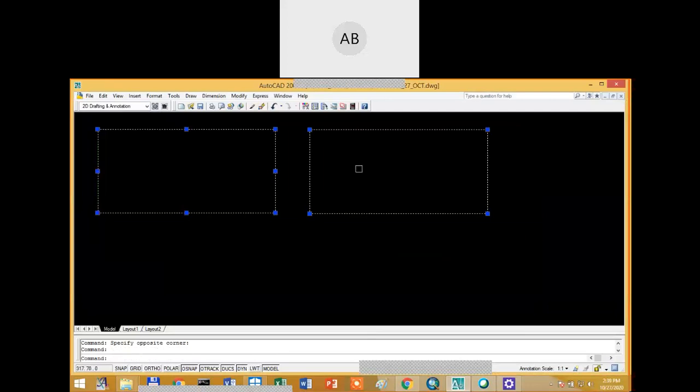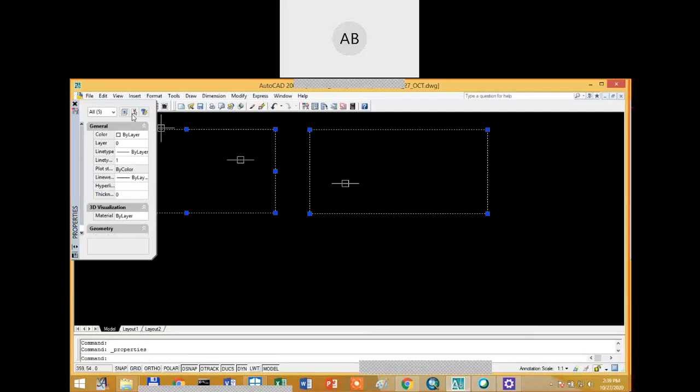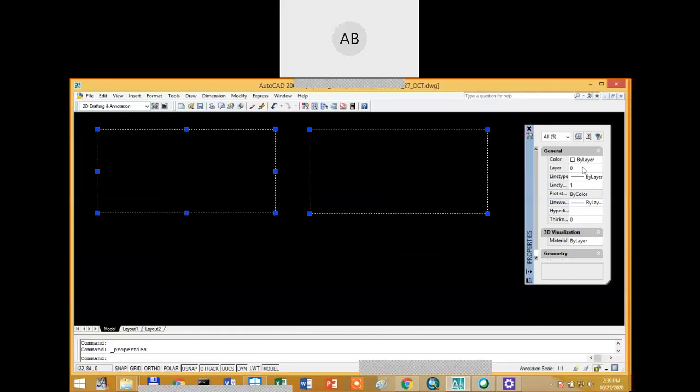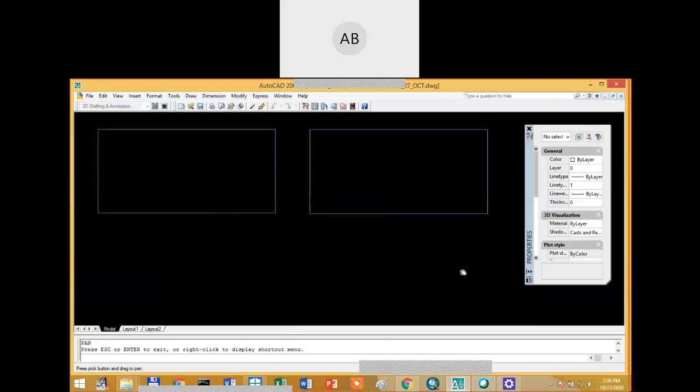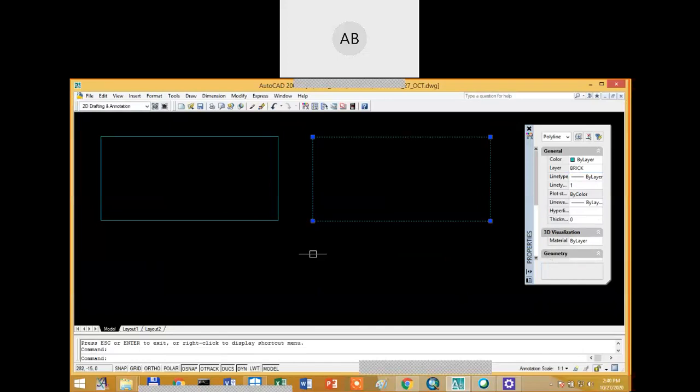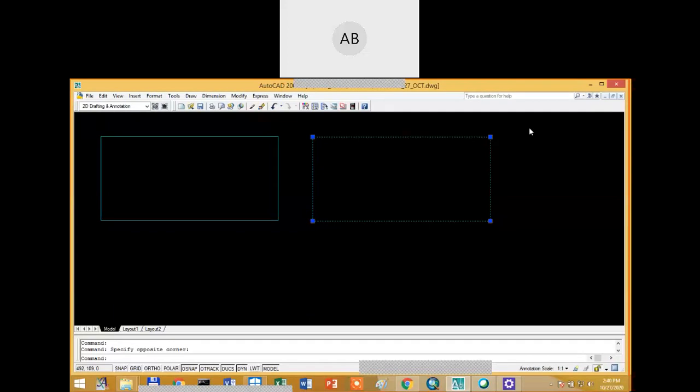Now, if I want to put my thing into that particular layer, I pick up this and simply press Control 1. Why? Control 1 will open up the property box. And then you see layer is layer 0. So I want to change layer 0 to brick. So I change it to brick. Now this is in my brick layer. Okay?